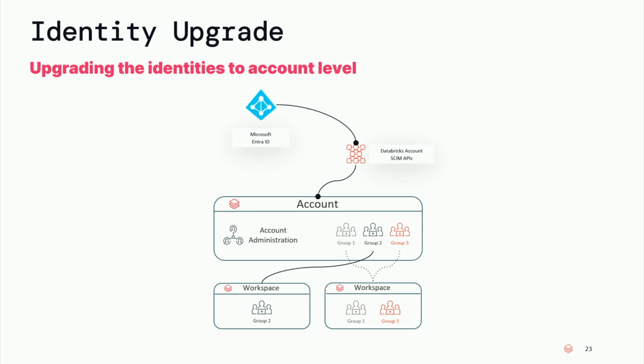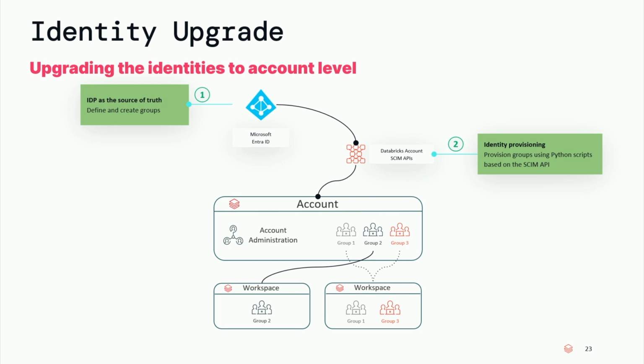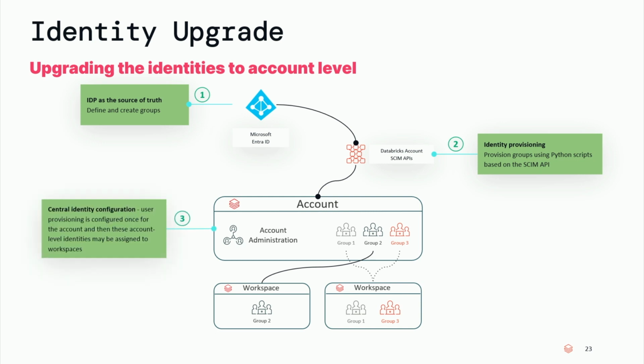And you might already know this concept. Basically, you define the groups on the Active Directory level. So the main IDP was Azure Entra ID. And then you provision those identities to Databricks. And we decided to go with a Python script for this because the FAR platform wanted service principals as well as they had nested groups defined, which are not supported by the default SCIM connector.